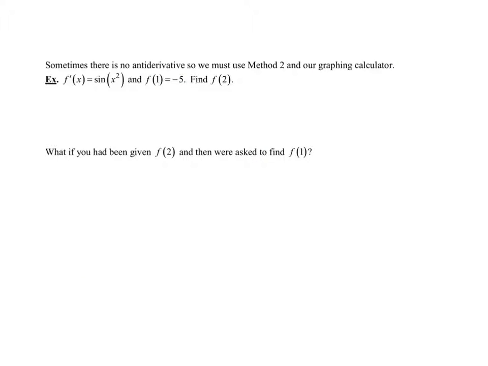Okay, so in this next example, there is no antiderivative of sine of x squared. So I can't use method 1. I have to use method 2. So if I'm looking for f of 2, I have to start from some initial condition. The initial condition given to me in this problem is that f of 1 is equal to negative 5. So I'm going to write down f of 1 plus the integral of f prime of x dx, which is given to me in the problem.